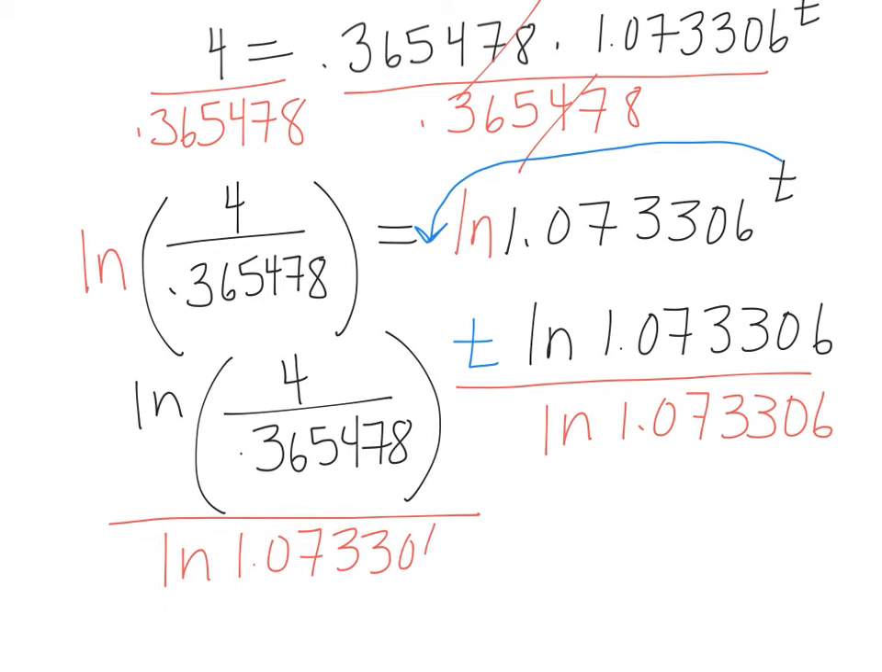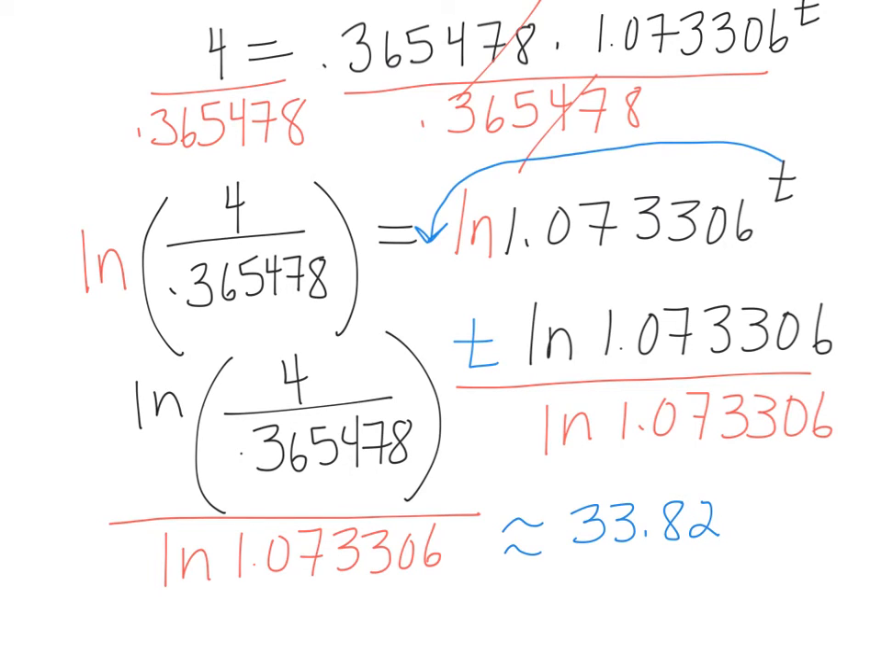Okay, so what you're going to do in your calculator is hit the natural log button, parentheses 4 divided by 0.365478. Close the parentheses and hit enter. And then divide that answer by what you see in red there, the natural log of 1.073306. When you do that on your calculator, you're going to get an answer of approximately 33.82.